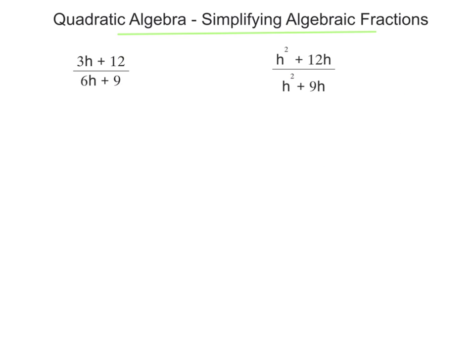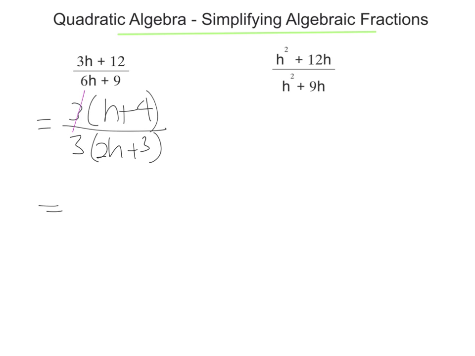In this next example, we'll have to do some more factorising before we can simplify. So let's do that. 3 and 12, well 3 goes into both of those, so 3 bracket h plus 4 is the factorised version of 3h plus 12, and on the bottom part 3 goes into 6h and into plus 9, so 3 at the front, 2h plus 3. So the 3's cancel, 3 goes into 3 once, 3 goes into 3 once, so I end up with h plus 4 over 2h plus 3.